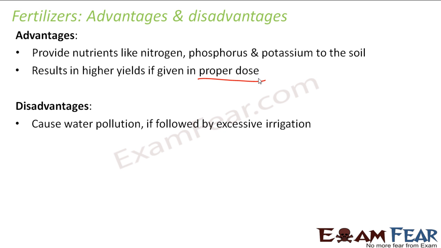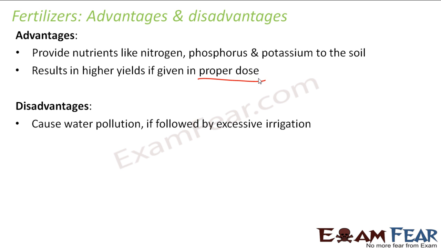It can cause water pollution if followed by excessive irrigation. Let us suppose we have applied fertilizers to the crops in the field. As soon as we apply fertilizer, it is not that they will absorb it immediately. It will take some time, right? Now if immediately after the application of fertilizers there is too much irrigation. What is irrigation? Irrigation means applying water to the soil. So if there is too much watering of the crops, what will happen? The fertilizer will get washed away by the water.